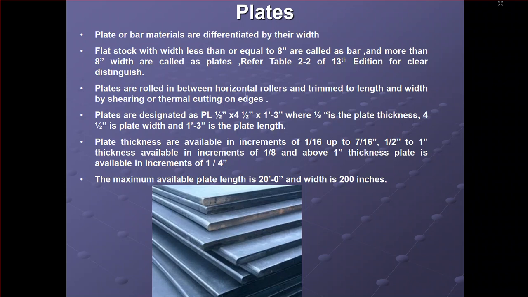Plates are rolled between horizontal rollers and trimmed to length and width by shearing and thermal cutting on the edges. Plates are designated as PL 1/2 x 4 1/2 x 1 foot 3 inch, where 1/2 is the plate thickness, 4 1/2 is the plate width, and 1 foot 3 inch is the plate length. Plate thicknesses are available in increments of 1/16 up to 7/16, then 1/2 to 1 inch thicknesses are available in increments of 1/8. Above 1 inch, thickness is available in increments of 1/4. The maximum available plate length is 20 feet and width is 200 inches.